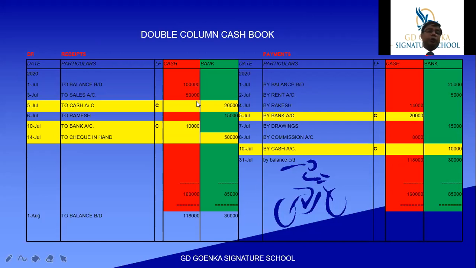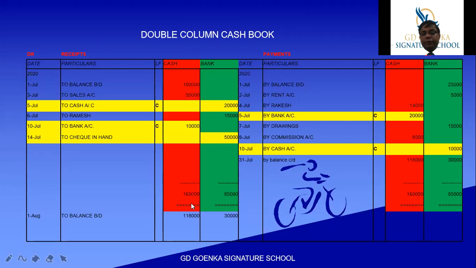What we do is the totaling of this side first, which comes as 1,60,000 on the debit side. But the credit side is short by 1,18,000. So this is the balance C/D of cash. Balance C/D means balance carried down. Similarly, the bank side is short by 30,000. That's why we wrote by balance C/D for the bank itself.